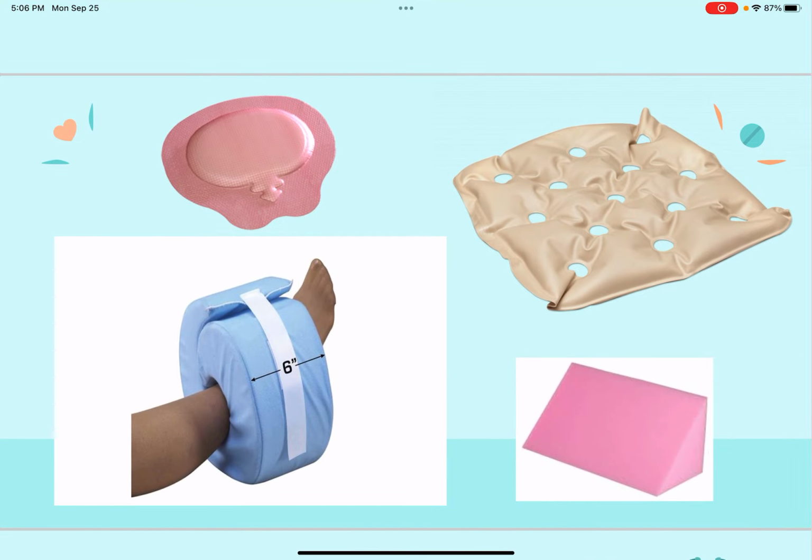In the upper left corner is an Allevyn dressing, and that is a special dressing you can put on the sacrum. There are also ones for the heels and elbows, and it's meant to prevent pressure. The bottom left is a heel elevator. It keeps the heel off the hard surface of the bed. The top right is an egg crate cushion, and that's used to distribute the weight of the patient's body, so they're not sitting in one spot all the time. And the bottom right is a wedge cushion that can be used to reposition patients on their side.